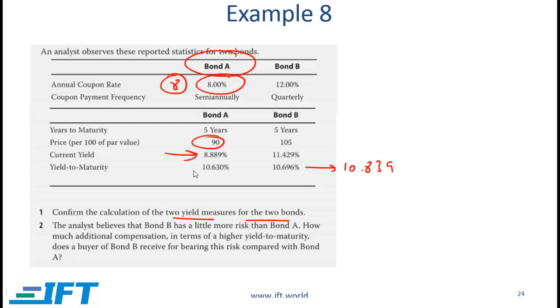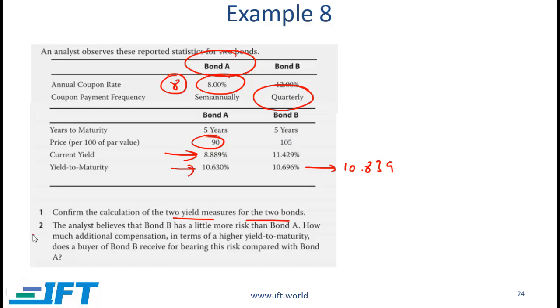For YTM, you can use the calculator method. So just plug in the numbers. The maturity is 5 years. So N is going to be 5 into 2, which is 10. Plug in a PV of minus 90, FV of 100, payment equal to 4, and then you will come up with a 6 monthly YTM. Multiply that by 2 and you will come up with this number. You can use the same procedure over here, but note that this is quarterly, so the number of periods is going to be 5 into 4, which is 20.